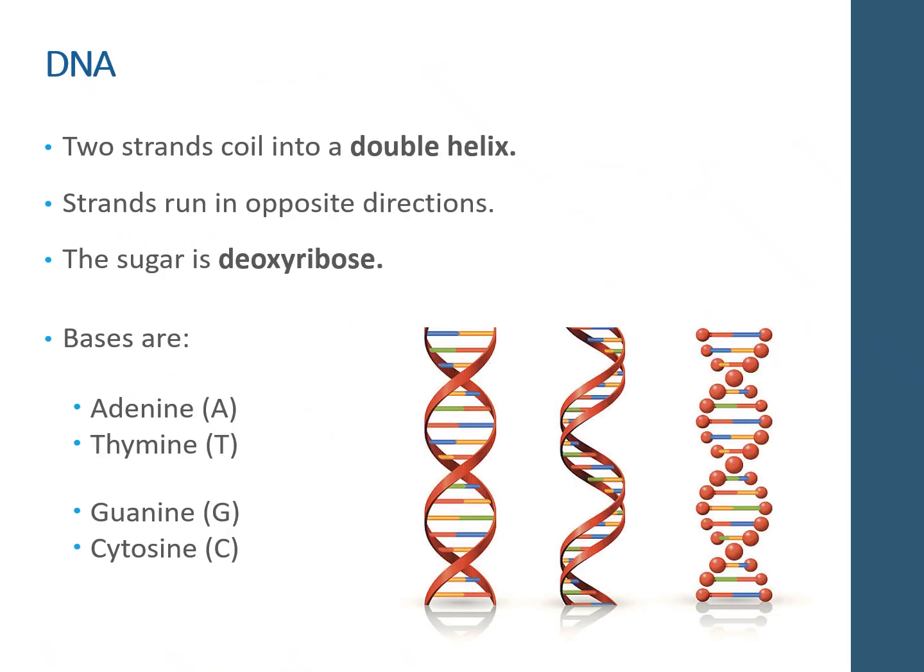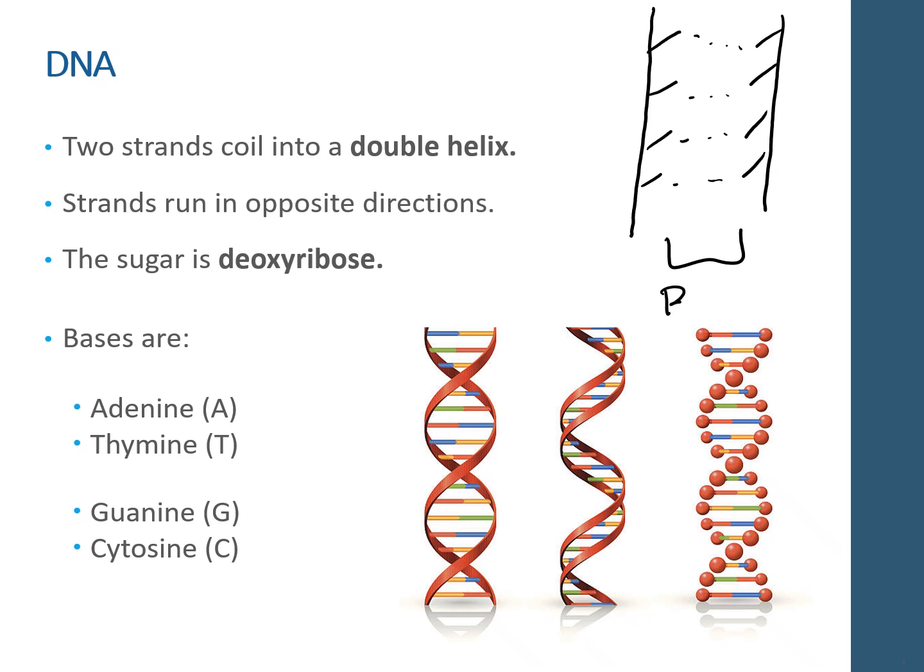The overall structure of DNA is 2 strands with the bases coming off of those strands. They're going to be connected in the center by the bases. So inside we have our bases. Outside we have our phosphate and our sugar. Those strands run in opposite directions. That's going to be important when we learn about DNA replication and gene expression.